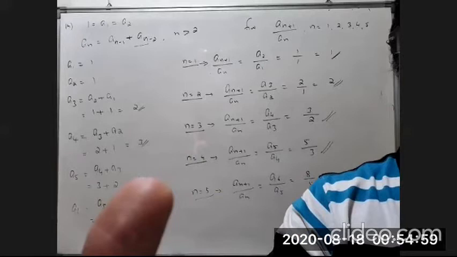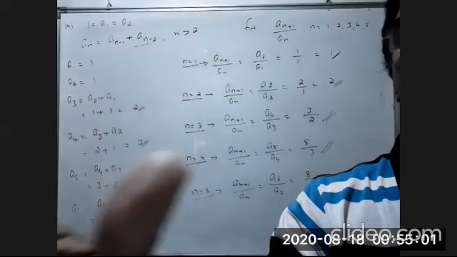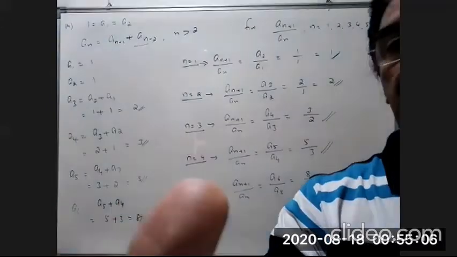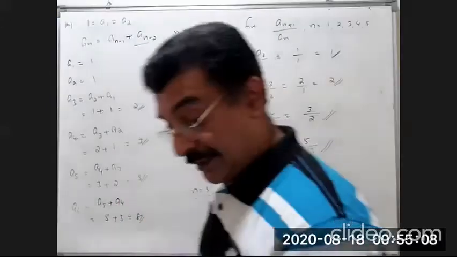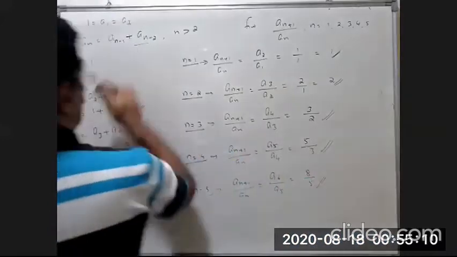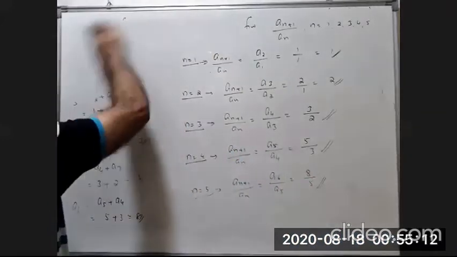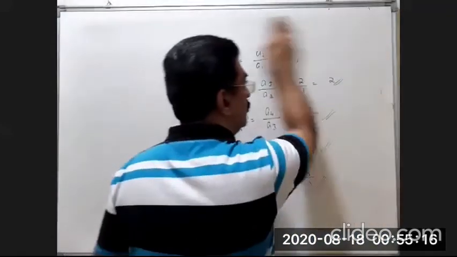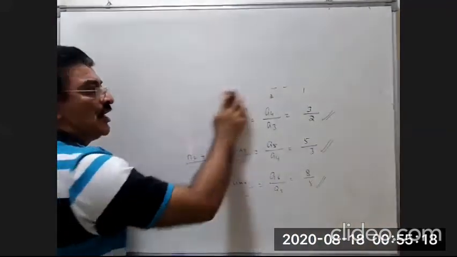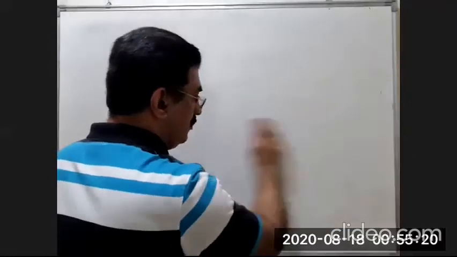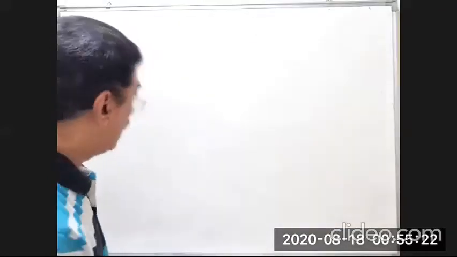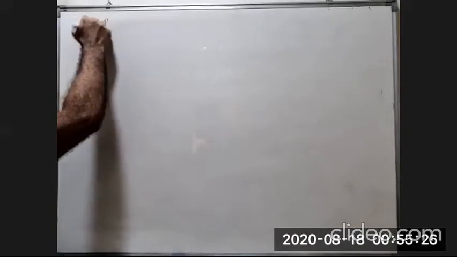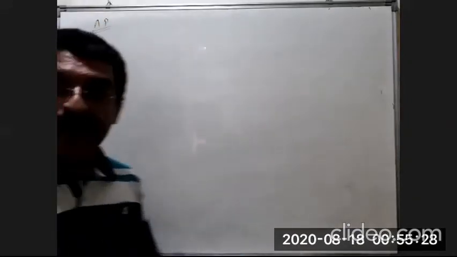The next topic is arithmetic progression, AP. AP or arithmetic progression, you learned it last year in class 10. So this AP is a special type of sequence. You know what an AP is?